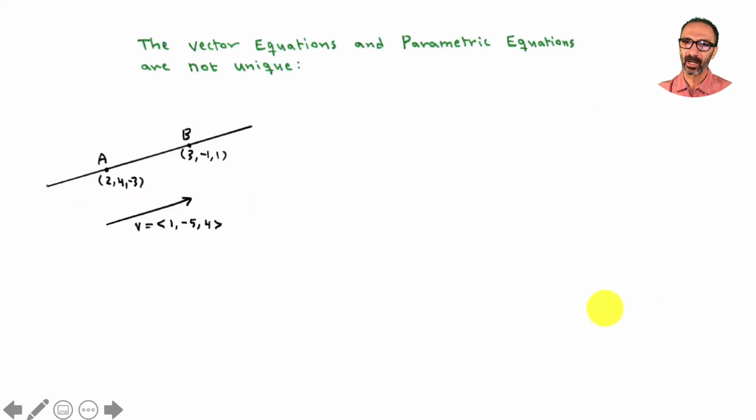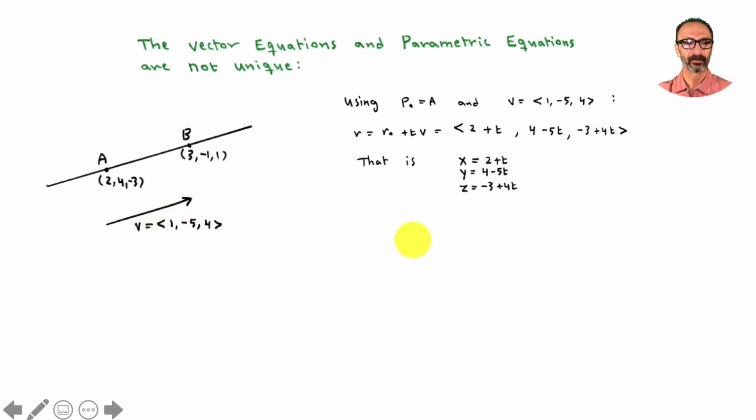Here's a comment. I could skip that, but it doesn't hurt. It adds up, and I'm doing it quick for you. The vector equations and parametric equations are not unique. Okay, here's our line, the two points, and the direction vector. Using P sub 0 and the V, 1, negative 5, and 4, doing the math, this is what I get.